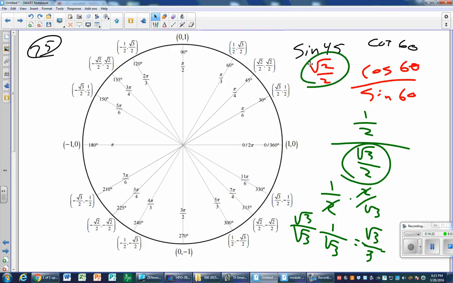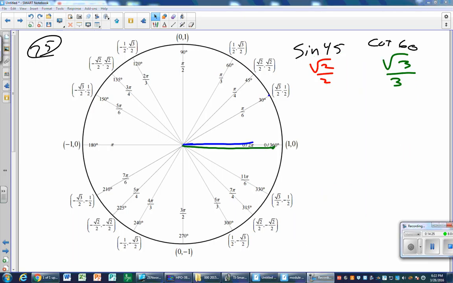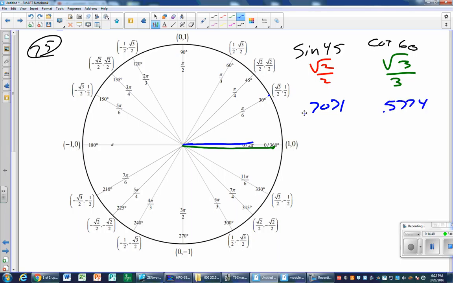Let me get a little bit more room. And this is where we get into trouble for using electronic devices because I know that the square root of 2 over 2 is 0.7071, and I know that the square root of 3 over 3 is 0.5774. I mean, because I've been using trig tables since I was younger than you. So I know that the sine of 45 degrees is greater than the cotangent of 60 degrees. Let's take a look at another example, see if we have to use calculators for these.